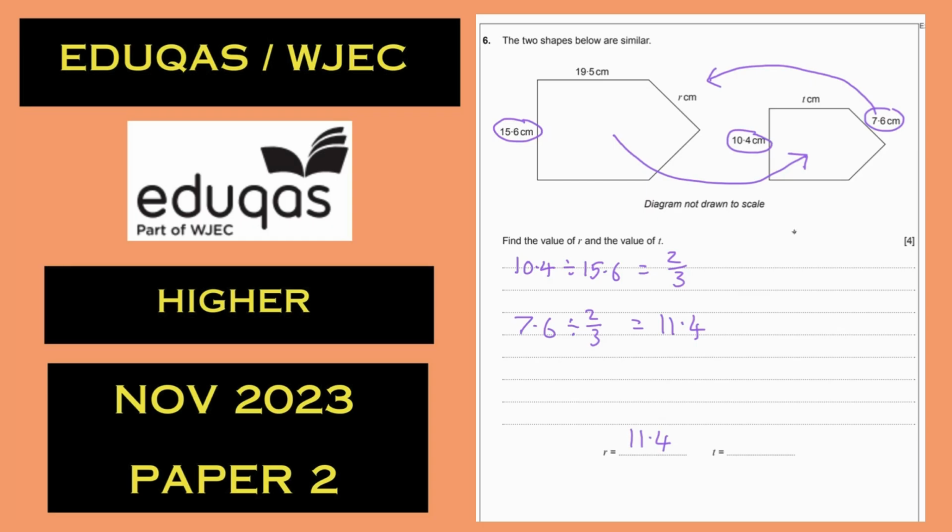And for T, we're just going the standard route. I'll take the 19.5, multiply it, because that will make sure it gets smaller. I get the answer, a nice round 13. And on we go.